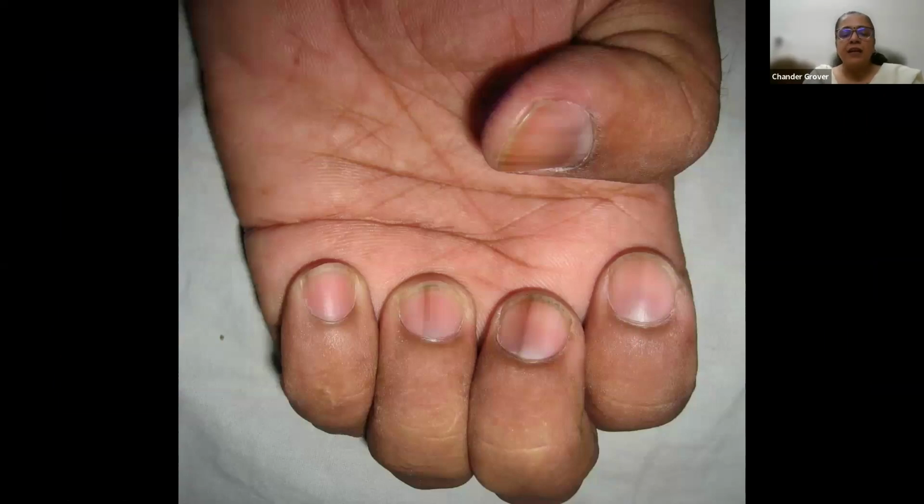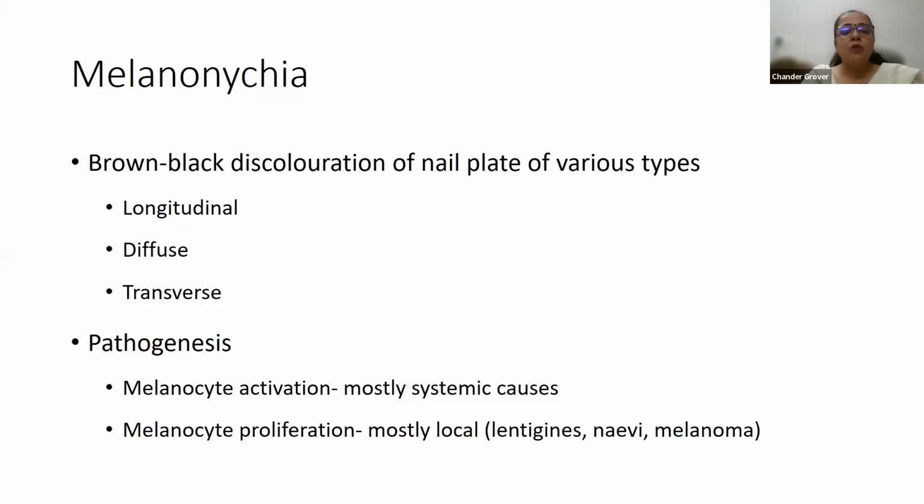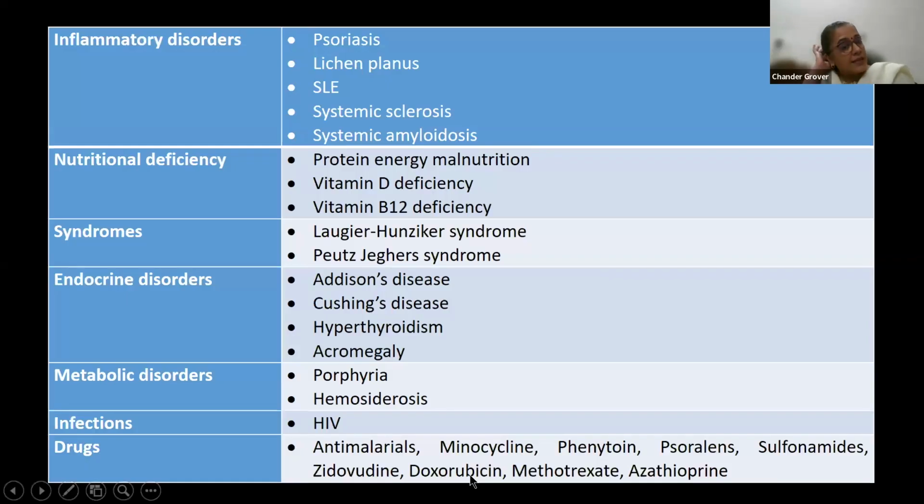Melanonychia, our favorite, our current favorite, because so many patients come to us very much bothered. It's a brown-black discoloration of the nail plate of various types, longitudinal, diffuse, and transverse. Pathogenesis is only of two types. Why does melanin occur? Either because the melanocyte has activated or it has proliferated. Activation, generally polydactylous. Proliferation, generally monodactylous. And when there is proliferation, it either has to be a lentigo, a nevus, or a melanoma. These are the multiple causes of melanonychia.